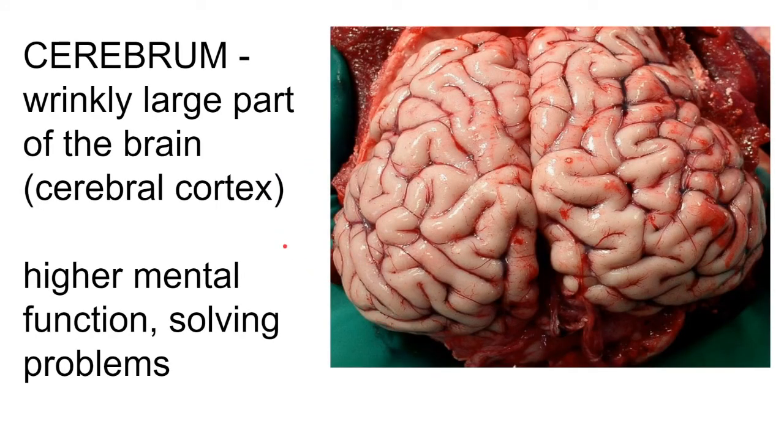So the cerebrum, here you can see, this is what a brain actually looks like when it's in a human. So the large wrinkly part of the brain is known as your cerebrum, also can be referred to as the cerebral cortex. These are involved in higher mental functioning and problem solving. And this is also the last part of your brain to develop. Your brain develops from the back to the front. And so the front part of your brain is that decision-making part, the rational thinking part. So this will continue developing until you're roughly around the age of 25.